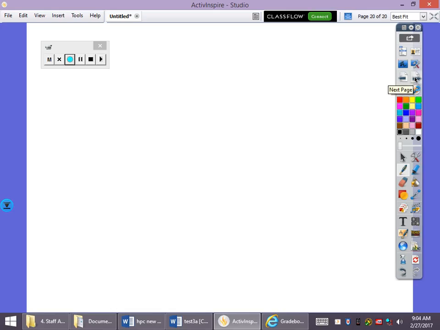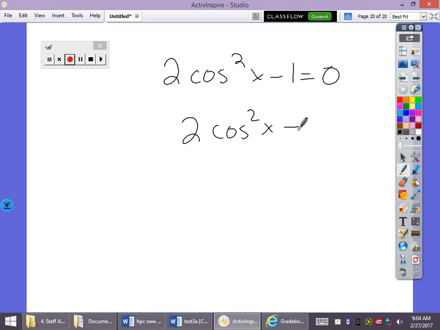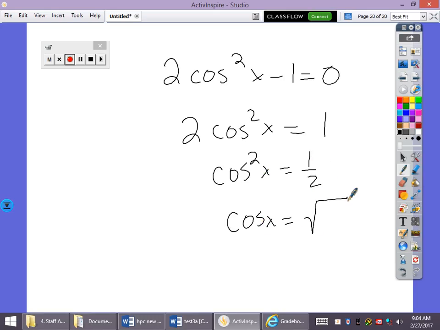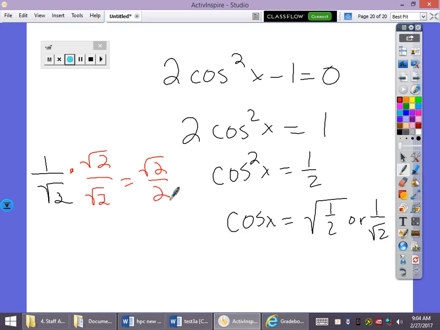Number 10 says 2 cosine squared x minus 1 equals 0. 2 cosine squared x equals 1. Cosine squared x equals 1/2. Cosine x equals the square root of 1 over 2, or 1 over the square root of 2. Is that acceptable? No. How do I fix it? Multiply the top and the bottom by the square root of 2, which gives me the square root of 2 over 2.